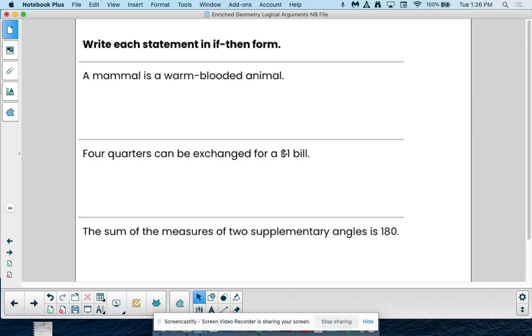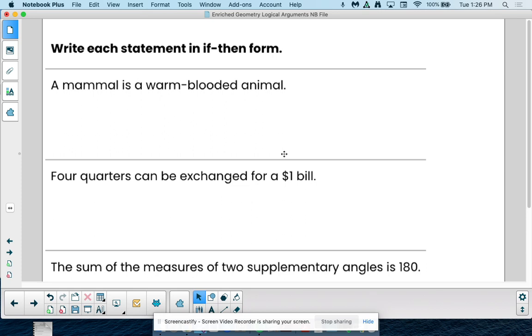So let's practice taking a regular statement and then writing it in if-then form, okay? So our first statement is a mammal is a warm-blooded animal. How can we change that so it's if-then form? And there's more than one. Yeah, JC. If an animal is warm-blooded, then it's a mammal. Perfect. If an animal is warm-blooded, then it's a mammal.